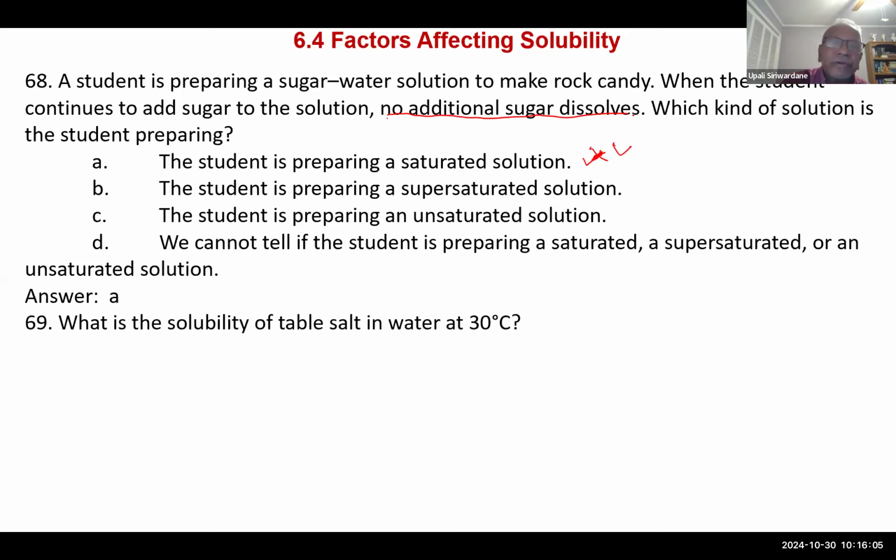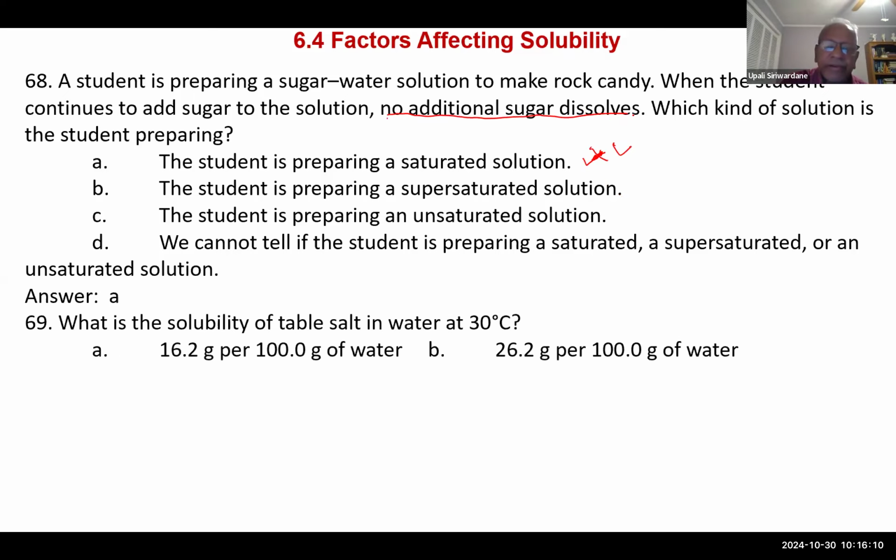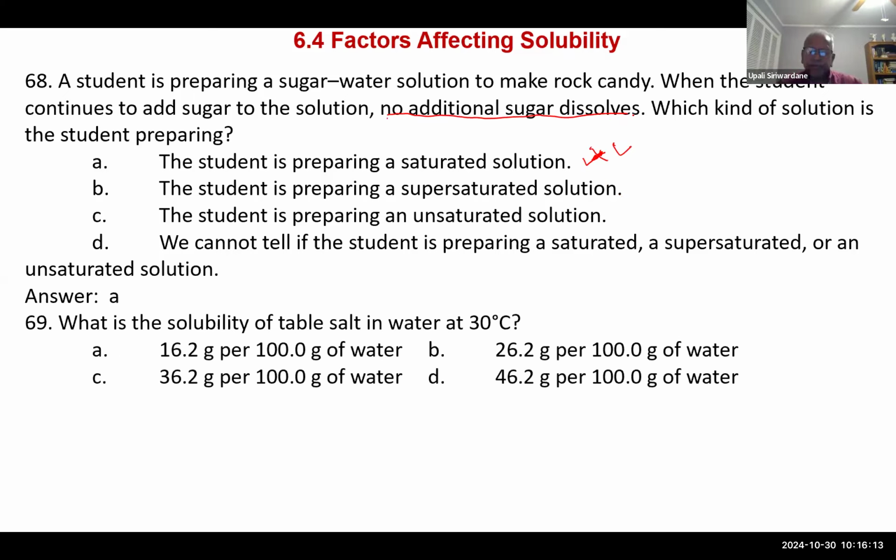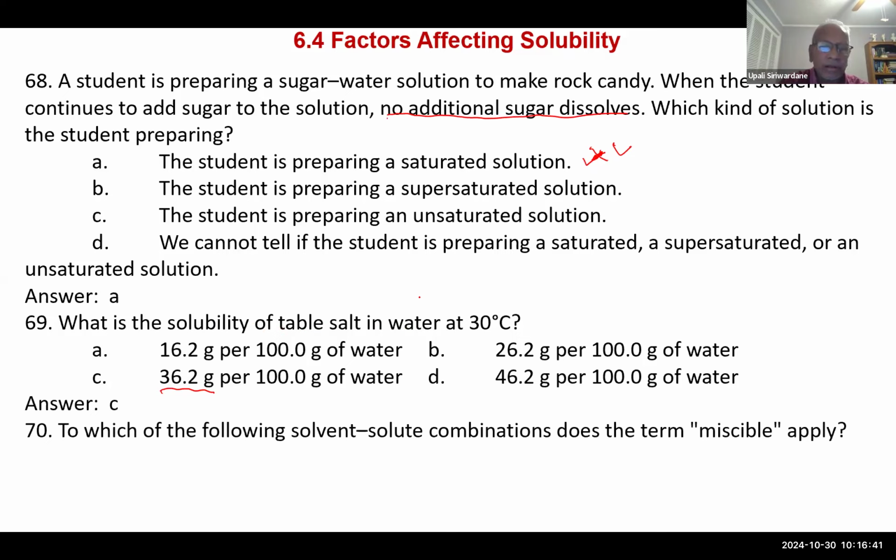What is the solubility of table salt in water at 30 degrees? You have to look into diagrams. At 30 degrees it is about 36. How do I know? I'm going to show how you look at a graph. I'm going to show a chart in the next slide.